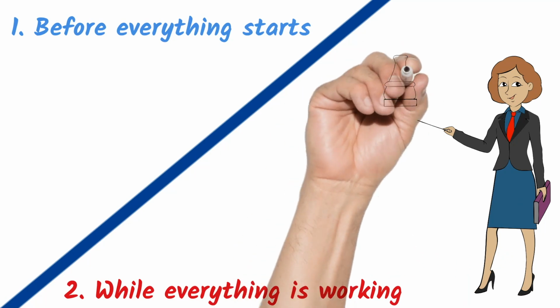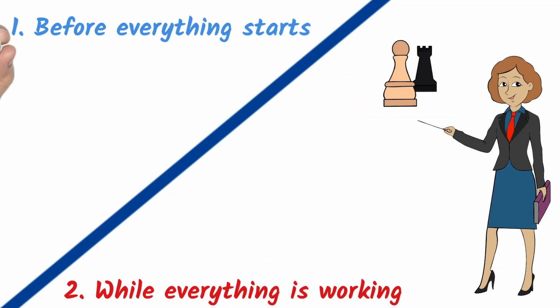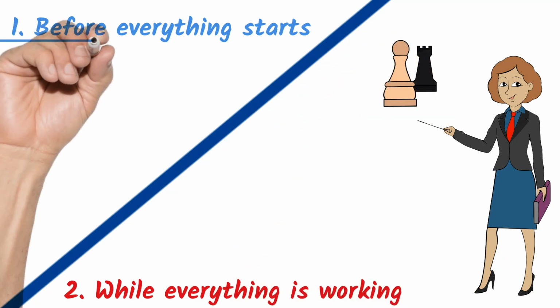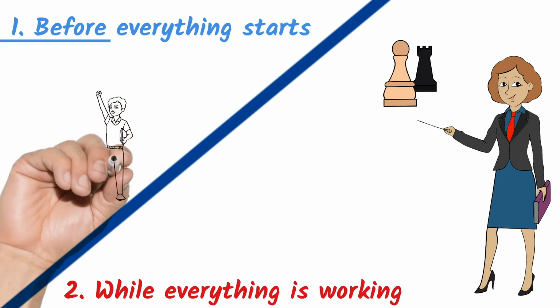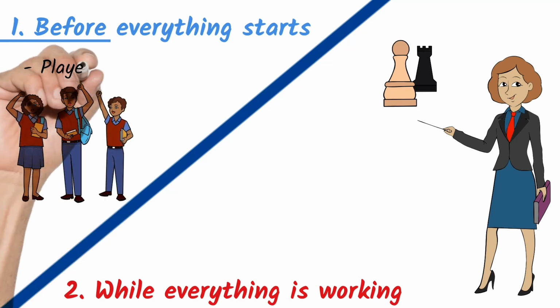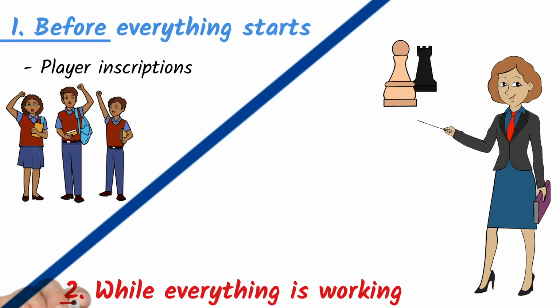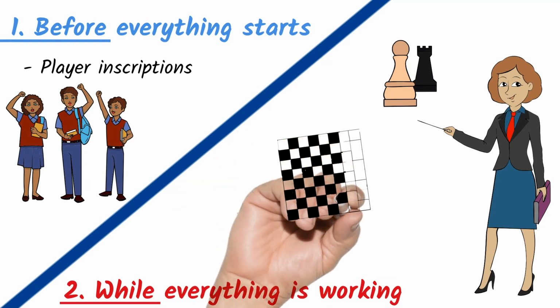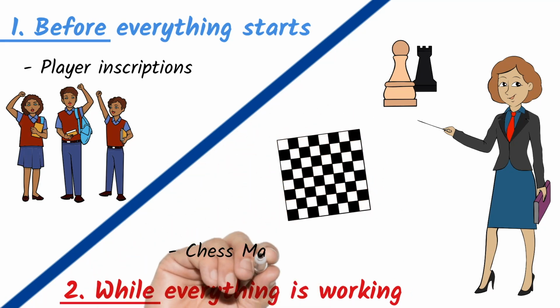Example 1. A database for a chess competition. Moment 1 is before the competition starts. There's a lot of data we must register, like inscriptions. Moment 2 comes once the championship starts. We must record everything that happens during the competition, like matches and results.